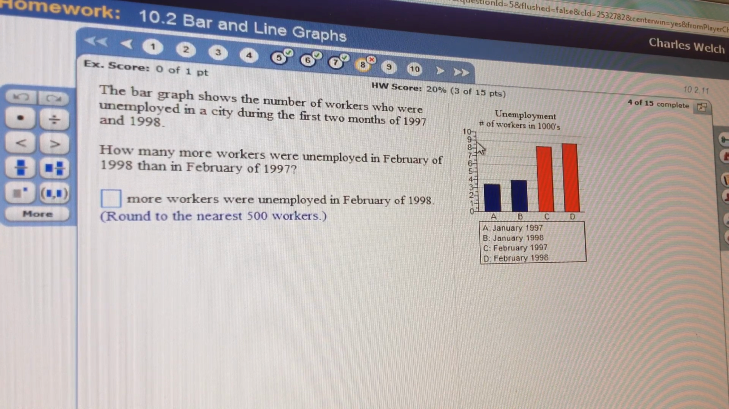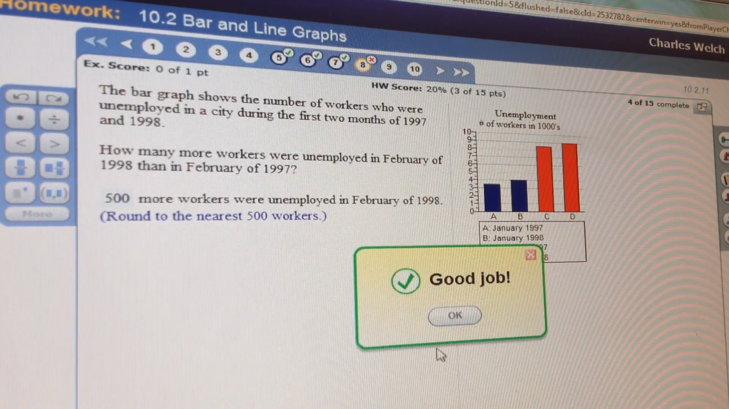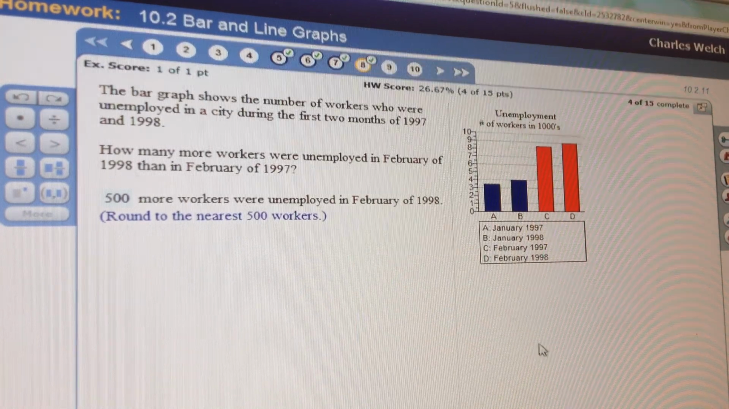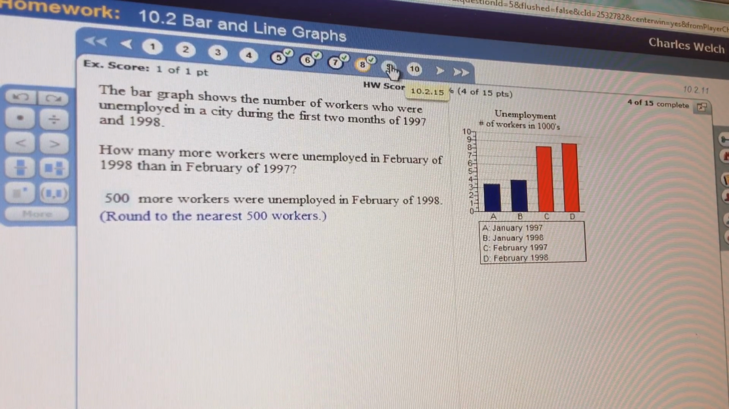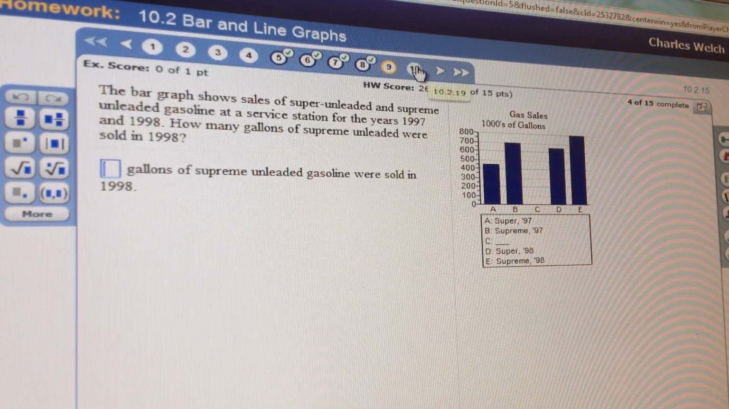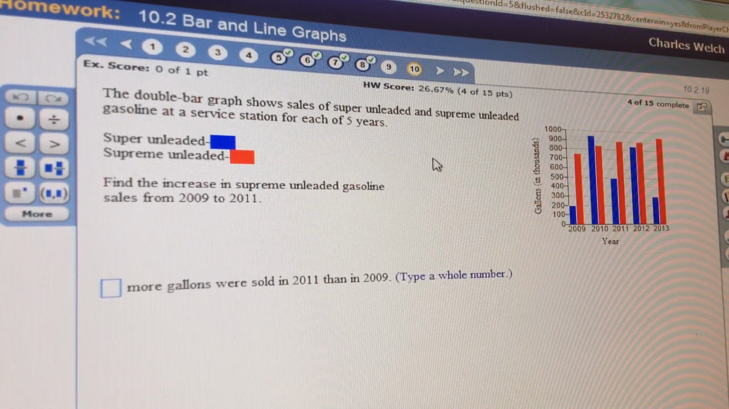And again, it asks how many more. And then it looks like the second one from that is at 8,500. Okay, so 9,000 minus 8,500 is 500. Let's put in 500. Check. And good. So you get a sense of a couple of different vertical bar graphs and kind of how they work. Let's move on. We've got one here that's maybe a little more complex.